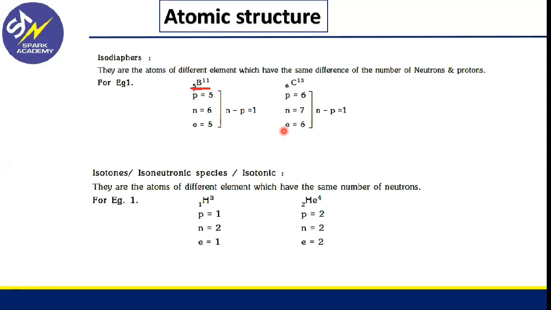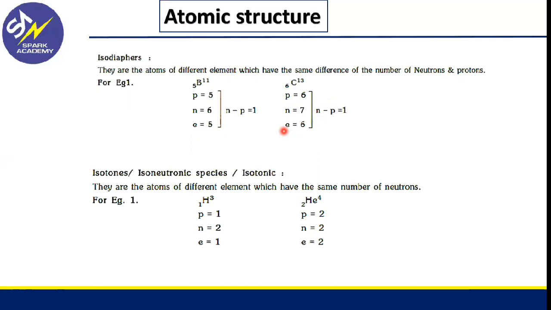So if you look at boron and the carbon-13 isotope, the number of protons is 5 because the atomic number is 5. Now 11 minus 5, the number of neutrons is 6, electrons is 5. Here the atomic number is 6, that means protons is 6, neutrons is 7 because 13 minus 6, and electrons is 6. So if you look at neutrons minus protons, you get 1 and 1. So when they have a similar neutron and proton difference, such substances are called isodiaphers.